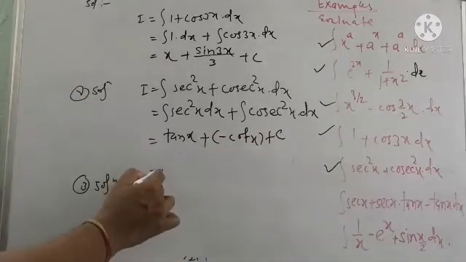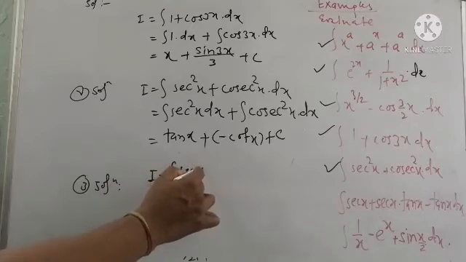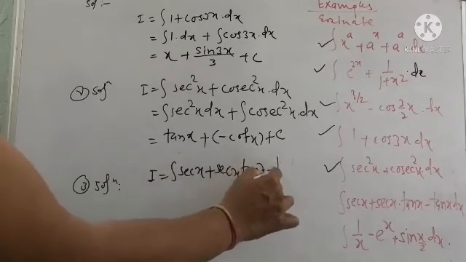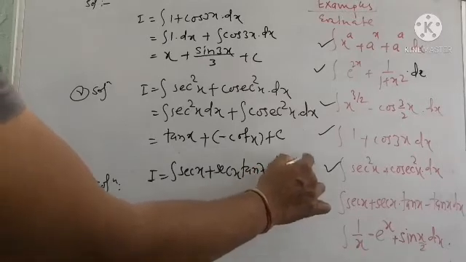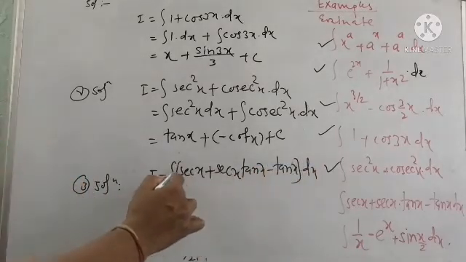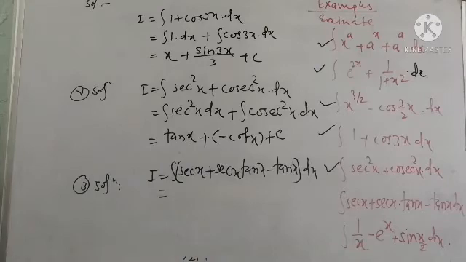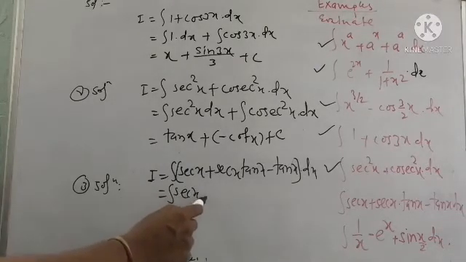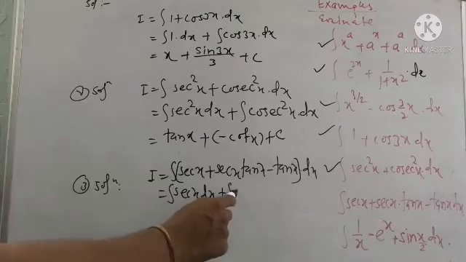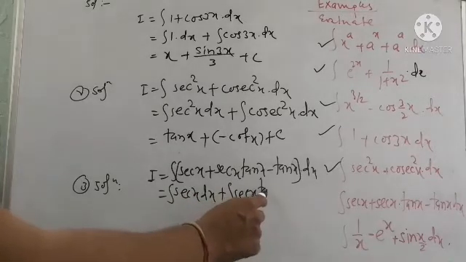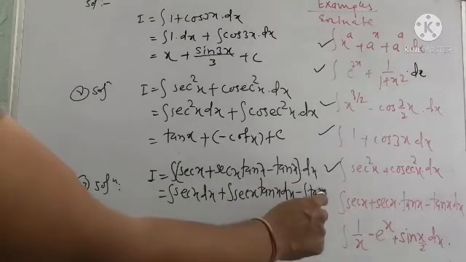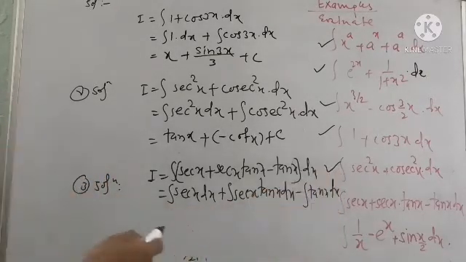Next, I is equal to the integration of sec of x plus sec x into tan x minus tan of x with respect to x. Here three terms are given, so we take the integration of each term separately. So the integration of the first term sec of x dx, plus the integration of sec x into tan of x dx, and minus the integration of tan of x with respect to x.